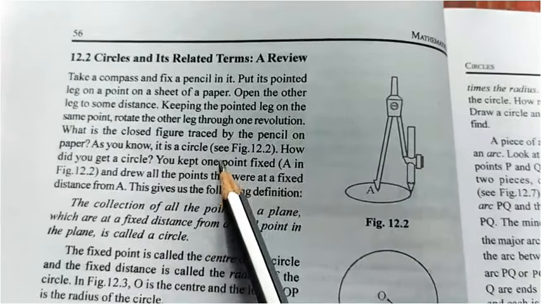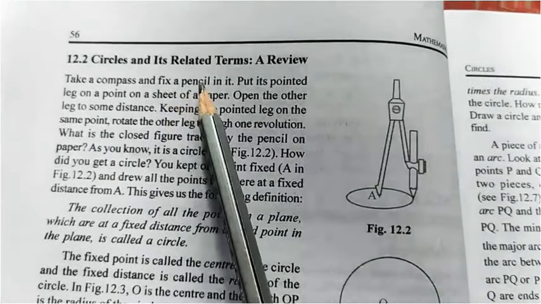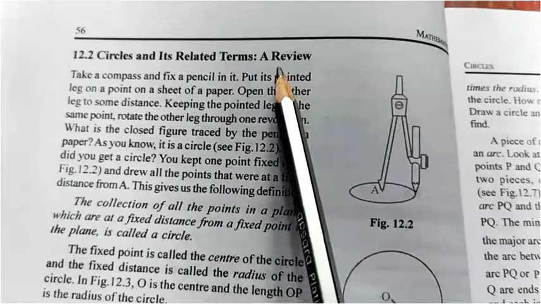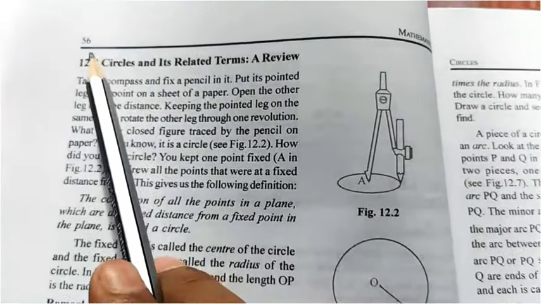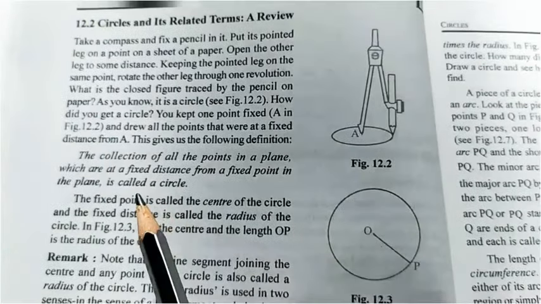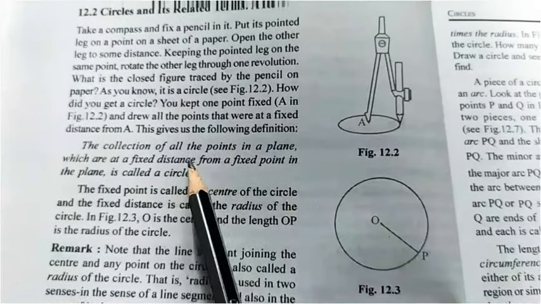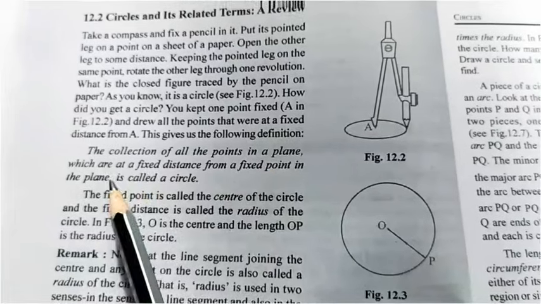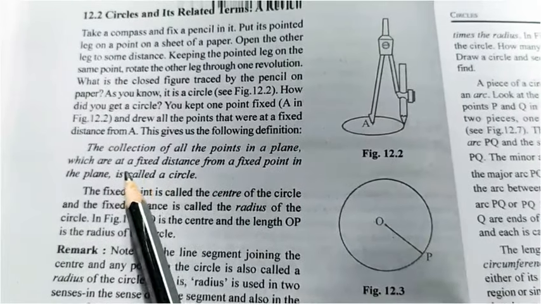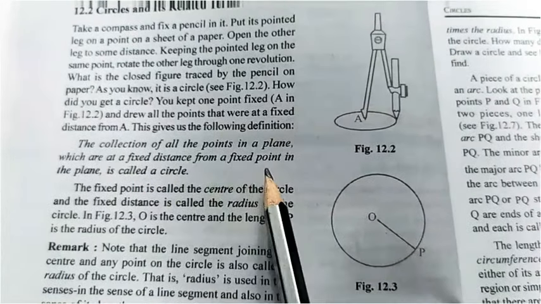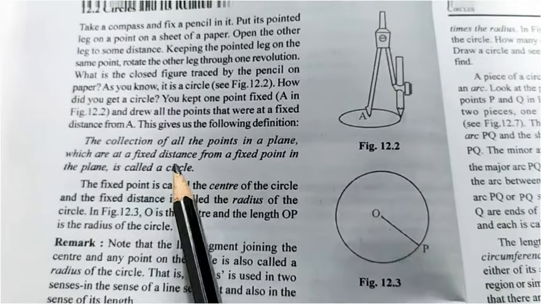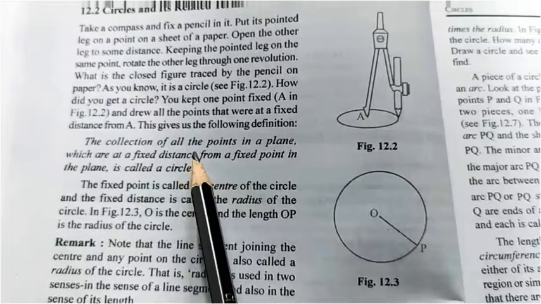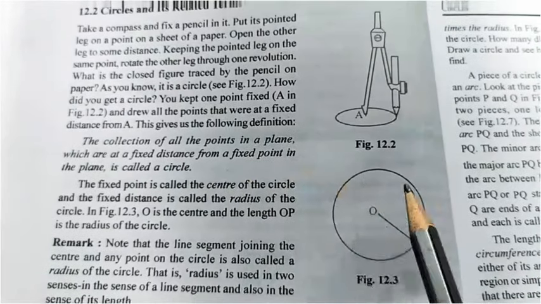Here in your textbook they have given circles and their related terms, a review. First we should know the basic things. On page number 56, open that book. The collection of all the points in a plane which are at a fixed distance from a fixed point in the plane is called a circle. So this is the collection of all points in a plane.